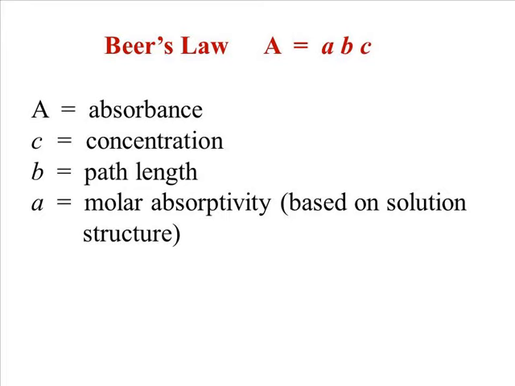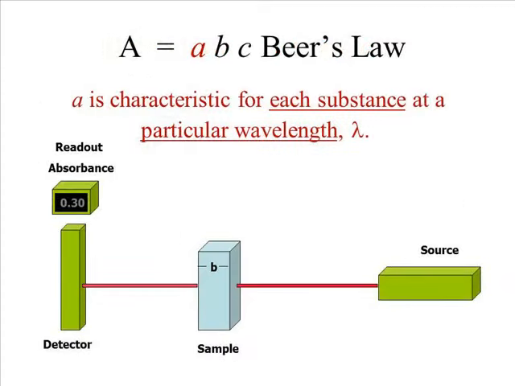Beer's law is on the formula sheet. Capital A is equal to abc. A is the absorbance, c is the concentration, b is the path length, and a is the molar absorptivity. The molar absorptivity is specific for each substance. It is usually provided, it's a constant, it's usually given to you. I suppose they could ask you to solve for it by giving you all the other variables.